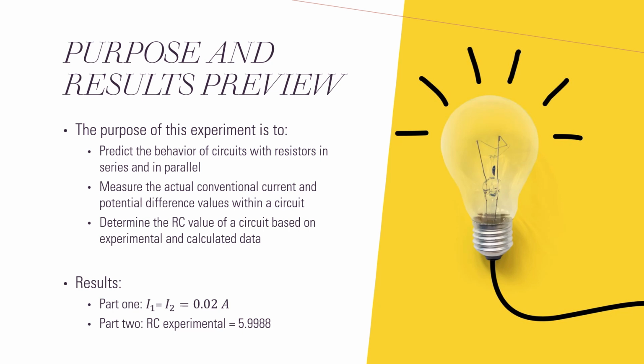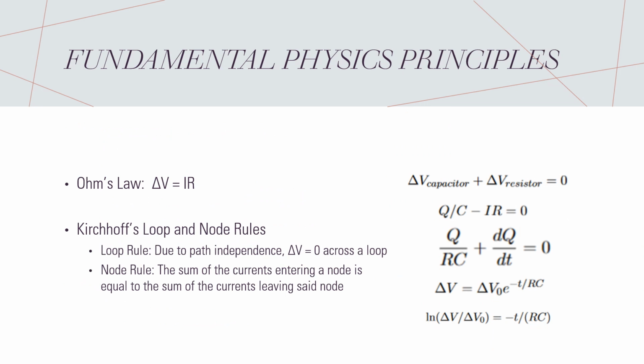And for part 2, the RC experimental was 5.9988, also very close to my predicted value of 6. Some fundamental physics principles that will be important for this experiment are Ohm's law, which is that delta V for any circuit element is equal to the current times the resistance, and then Kirchhoff's loop and node rules.